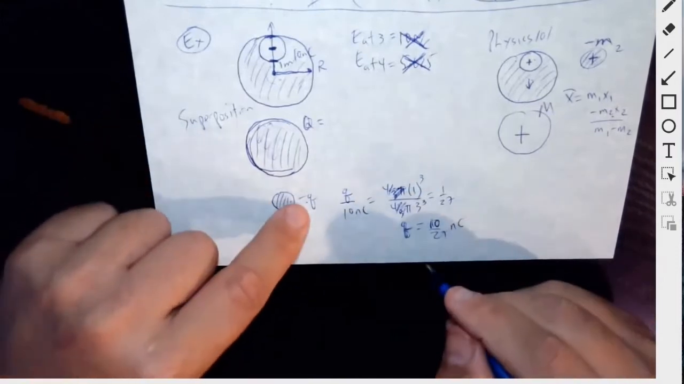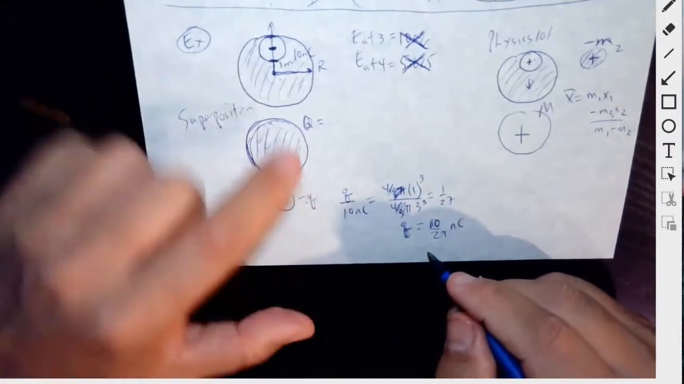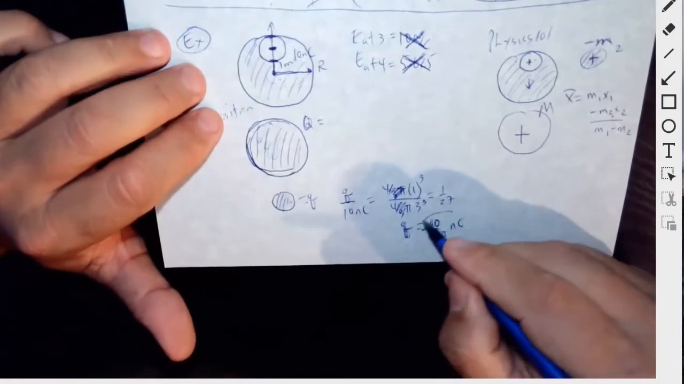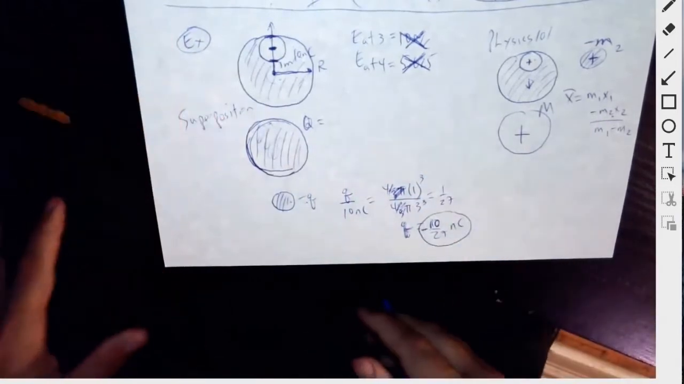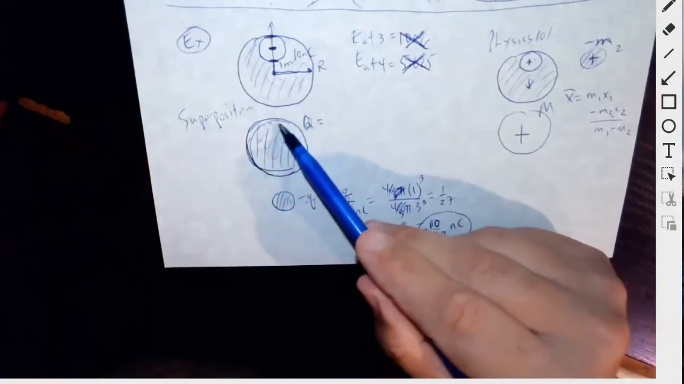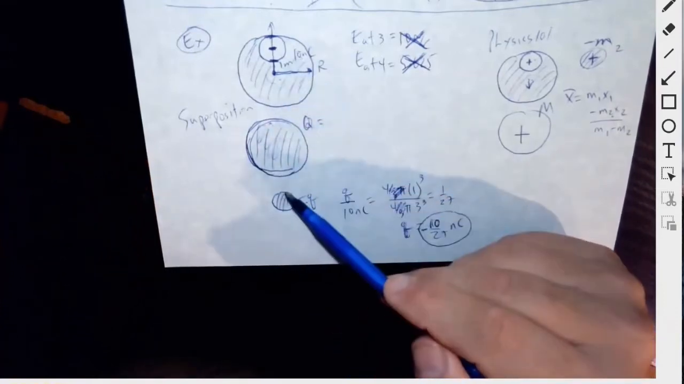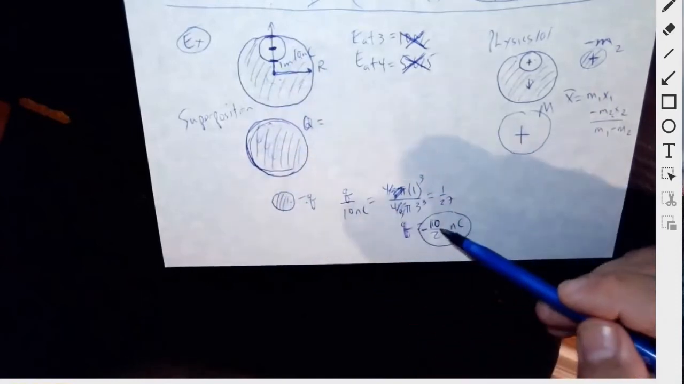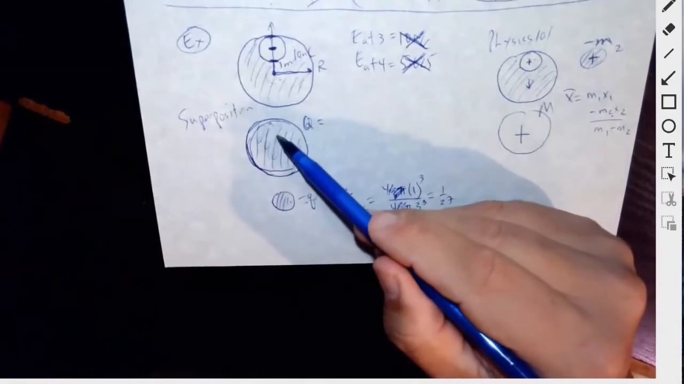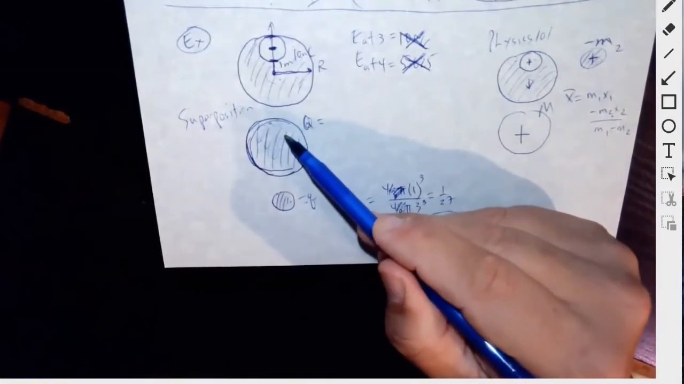But of course, we're going to attach a negative to it because it's a hole. So now we attach a negative. Then what would the charge of this whole thing be? We could just add this number, 10 over 27, to 10.